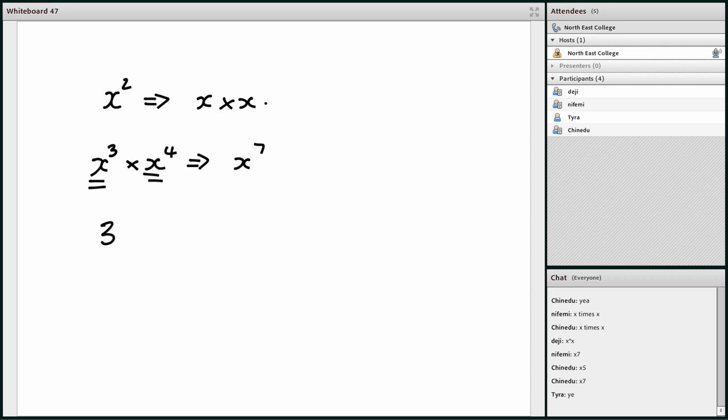Okay. So now, what about this one then? What about if I have 3x to the power of 5 multiplied by 2x to the power of 3? What's that going to give me? It's multiply, Chinadu. It's multiply. It's a little clue. Good. You got it. Tyra, Nifemi, is that right? So it's 3 times 2. Is that right, Chinadu?